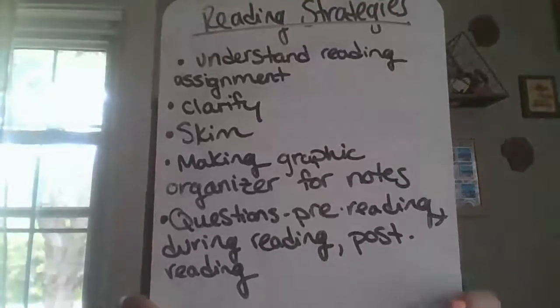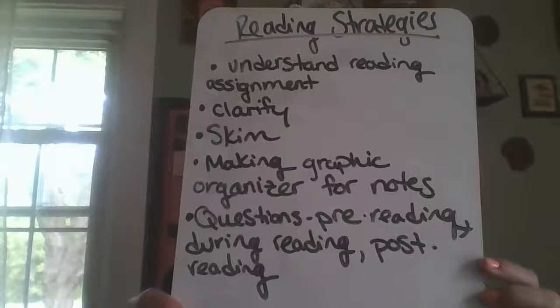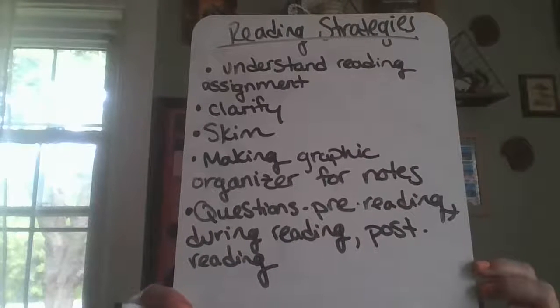Active reading includes pre-reading questions, during-reading questions, and post-reading questions. So, writing down any questions that you have before you read the material, because then your brain is looking for the answers. Writing down questions during reading, maybe that will be clarified later in the reading. And then after you're done reading, do you have any post-reading questions that you want to ask your professor or that you need to go back and get clarification from the textbook?